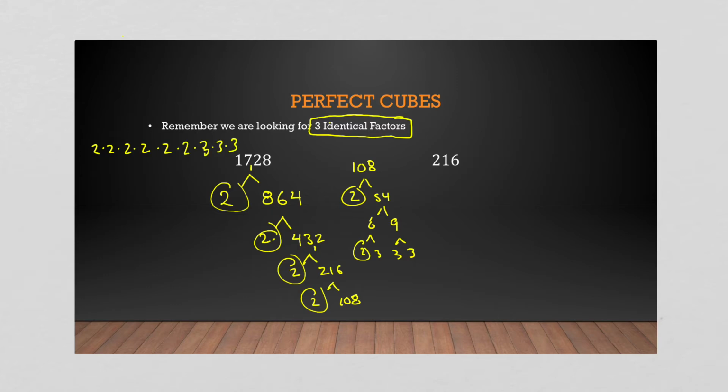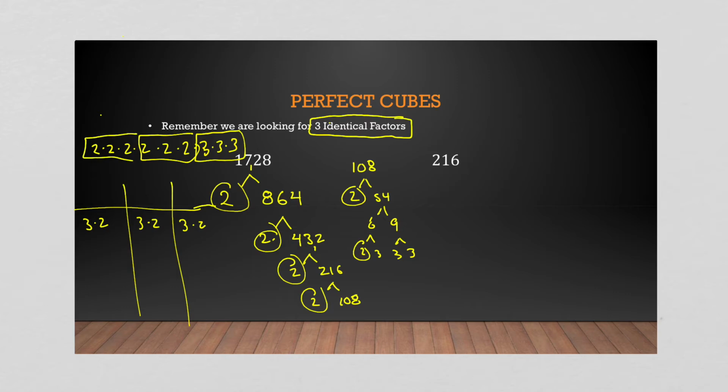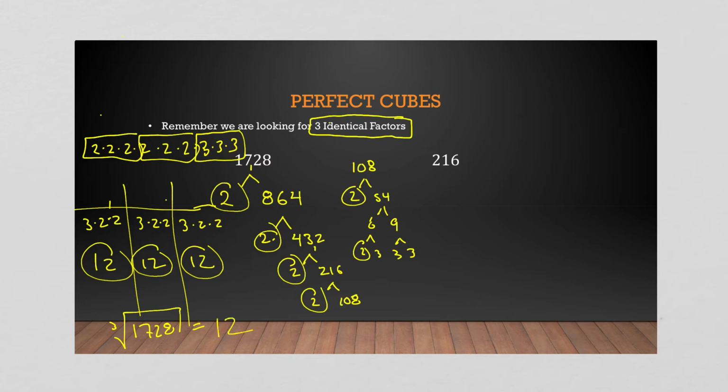Now, since we're looking for 3 identical factors, you're looking to see if you can split these factors into 3 even groups. You know you have 3 3s, so that's helpful. 1, 2, 3. And then here's 3 2s, so 1, 2, 3. And here's 3 more 2s, so 1, 2, 3. If you look, that gives you 12 times 12 times 12. So 1, 2, 3 identical factors. It means the cube root of 1728 is 12.